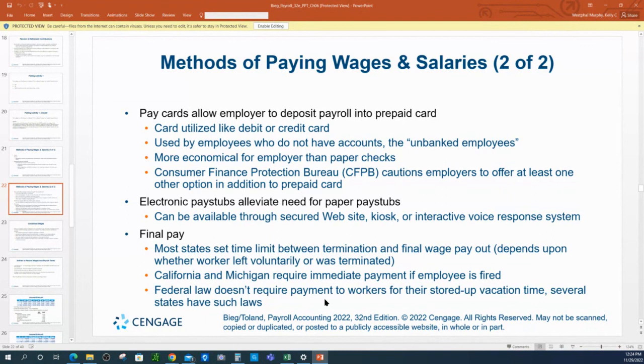So final pay, and I think we've talked about this a little bit, varies state by state when the employer has to make that final payment. In Iowa, it doesn't matter whether the employee quit or was terminated involuntarily. They won't get paid until the next regularly scheduled pay period.